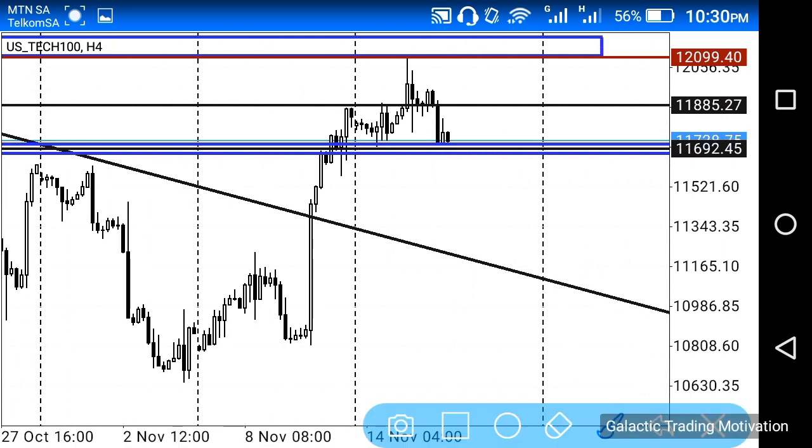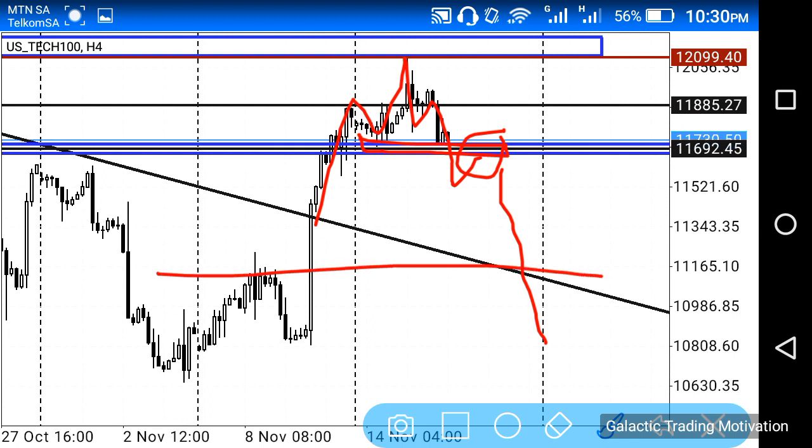So the best thing to do, in my humble opinion, is to either wait for price to actually close below. That's if you're looking for selling opportunities. Either wait for price to close below the neckline of this head and shoulders pattern, and then wait for it to head back to the neckline, and at the neckline is where you would look for potential selling opportunities, right? And your first take profit should be this level over here.